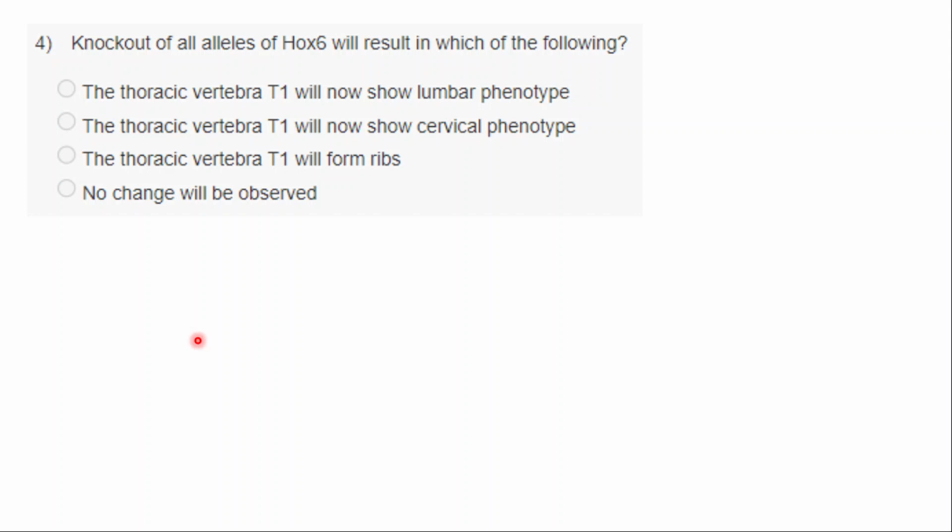So if you remember the specification, the expression of Hox genes patterning the whole vertebra in vertebrates, and there are different types of vertebra. We have thoracic vertebra, we have cervical, we have lumbar, and we have caudal, we have sacral. So all different kinds of vertebra. You have to remember where is the expression of Hox6 along the vertebral column. Then you will be able to answer this. If all alleles of HOX6 are knocked out, what will be the resultant phenotype?